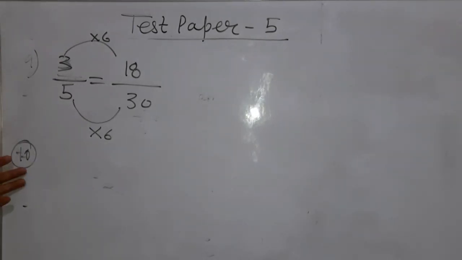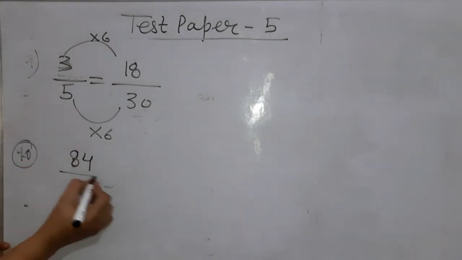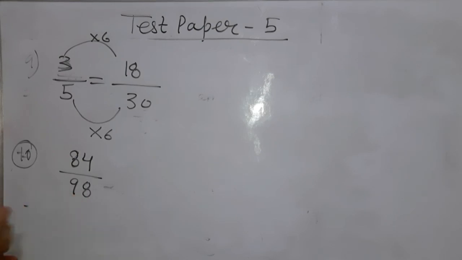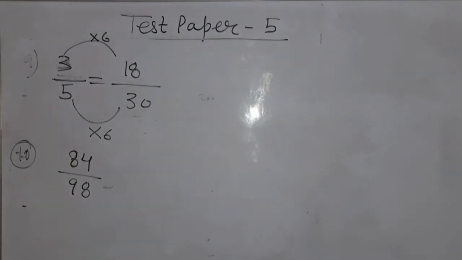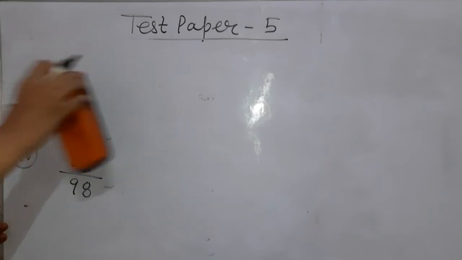Now we have to solve question number 10. Reduce 84 upon 98 to its simplest term. We have to reduce this number to its simplest term. So how will we reduce it? We have to find out the HCF of 84 and 98. So to proceed with the HCF, we will use the long division method.